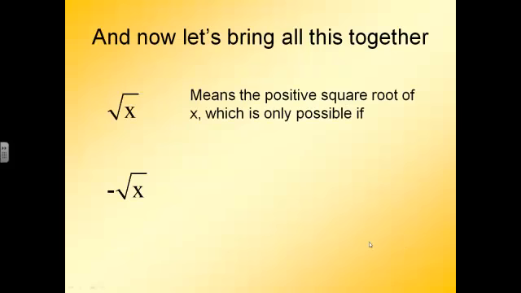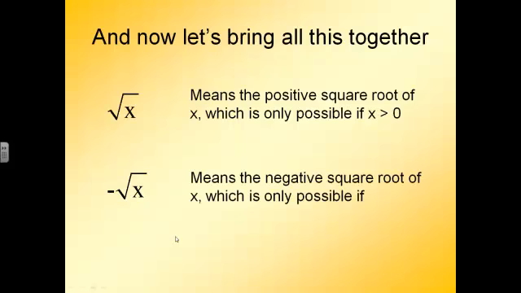Alright, so let's bring all of this stuff together. The idea of what x can and can't be under the radical, as well as which root you're being asked for. So if you're asked to do root x, that means automatically you're being asked for the positive root of whatever this number is, and it'll only be possible for you to do it if x is positive. On the other hand, if you're being asked for negative root x, it means you're being asked for the negative root, and it'll only be possible for you to do it if the number under the root is positive.